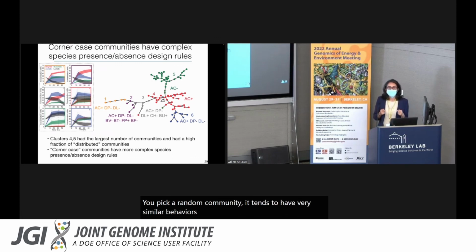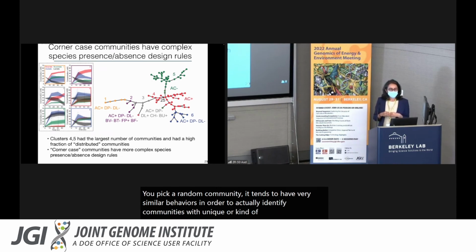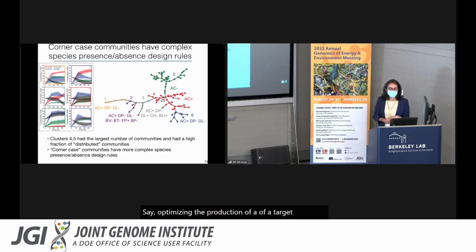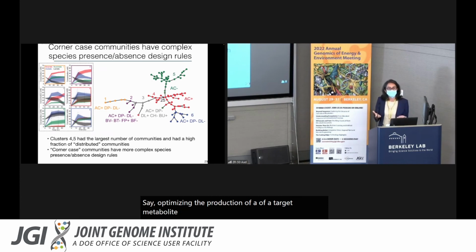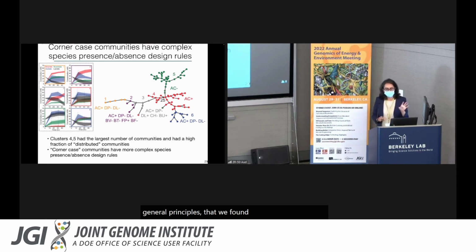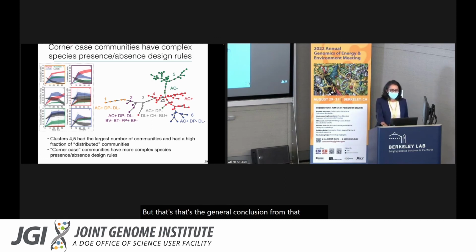In order to actually identify communities with unique or dissimilar behavior, say optimizing the production of a target metabolite, we really have to use computational models to guide us to those particular communities because they're very rare in the landscape. And so that's one of the general principles that we found. I won't go into the details of this minimal spanning tree, but that's the general conclusion from that.